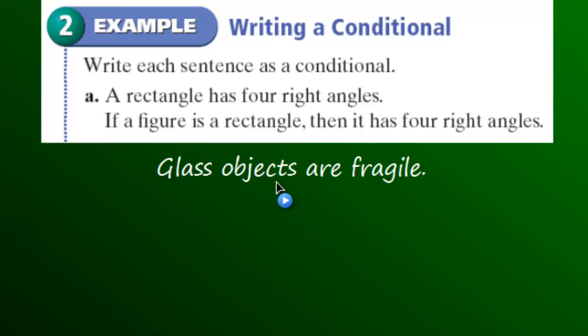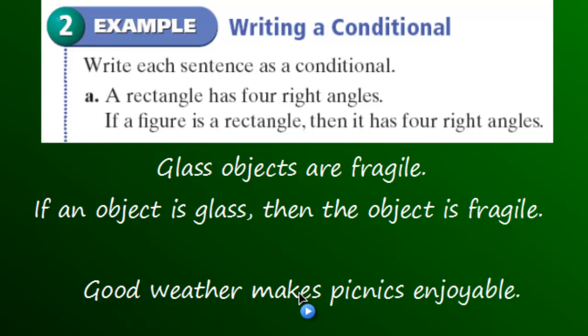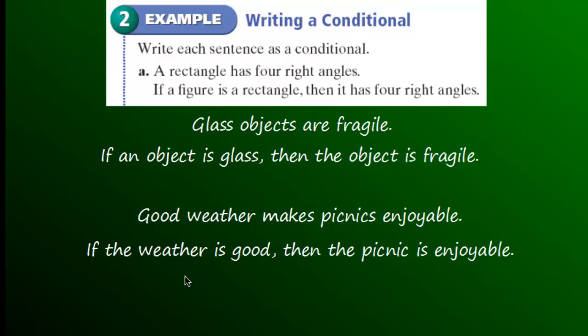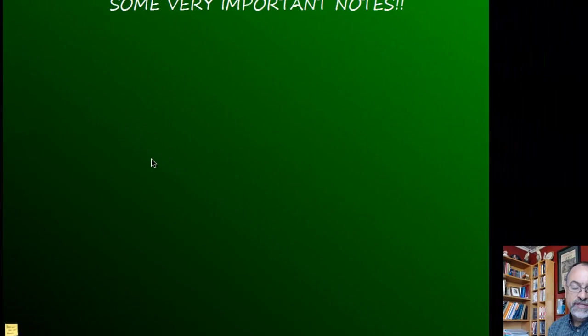So here we have glass objects are fragile. So we would write it, if the object is glass, then the object is fragile. Again, we have to add a few words in that help the sentence make sense. Good weather makes picnics enjoyable. So if the weather is good, then the picnic will be enjoyable. Okay, so we want to make sure that we add in any words that we need to in order to help the sentence make sense.